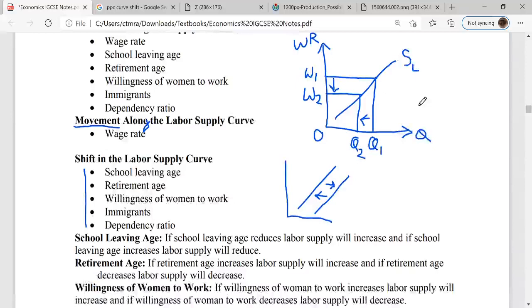Like school leaving age. If school leaving age increases, what will happen? Laborers will be spending more time in school, so the supply of labor will fall. If retirement age increases, that means older people will be able to work now, so supply of labor will increase.